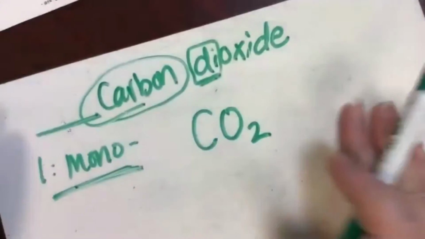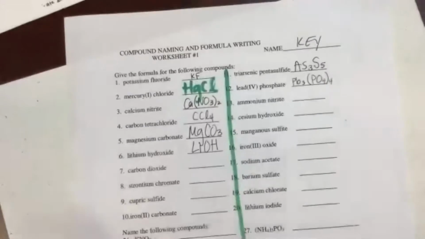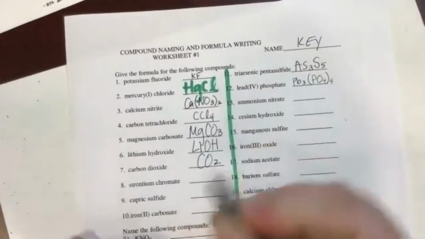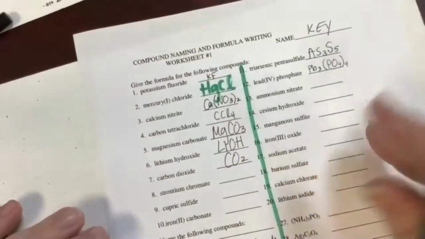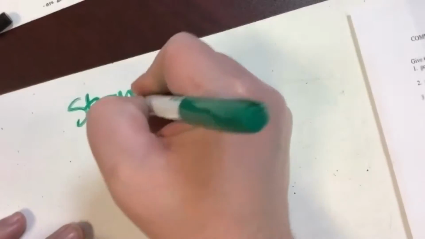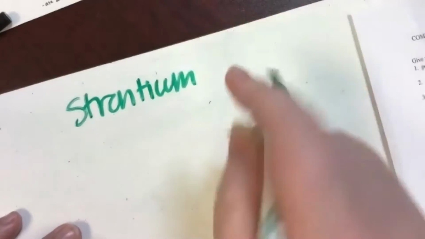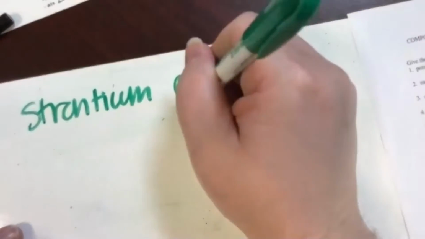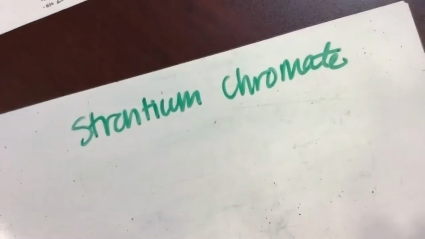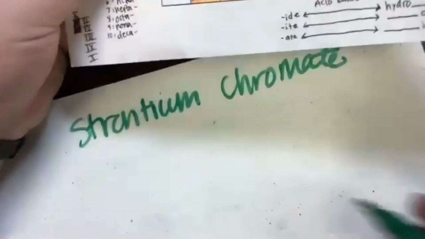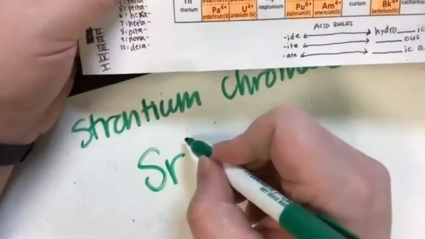All right, next, I need to write the answer down. If any of you have a question or need me to stop and explain something, just type it in the chat box. All right, number 8. Strontium chromate. Strontium, I know, is a metal because it's over here on the left side. So this is ionic, so I get to use ionic naming rules.